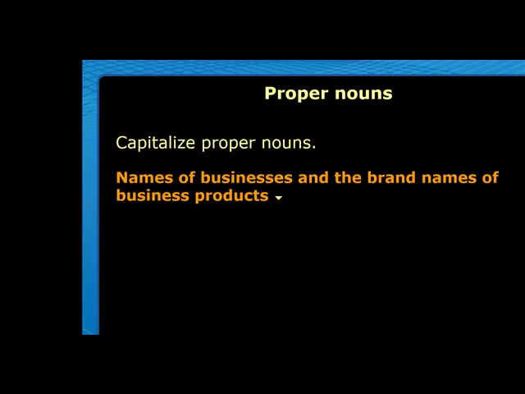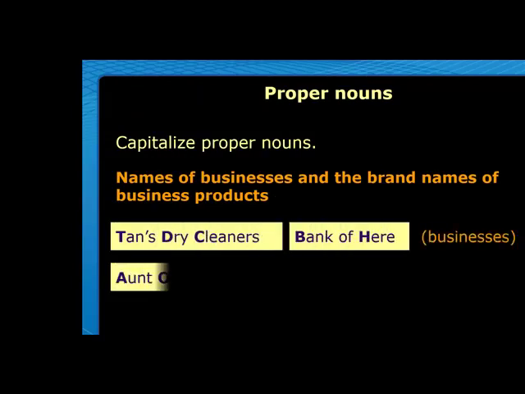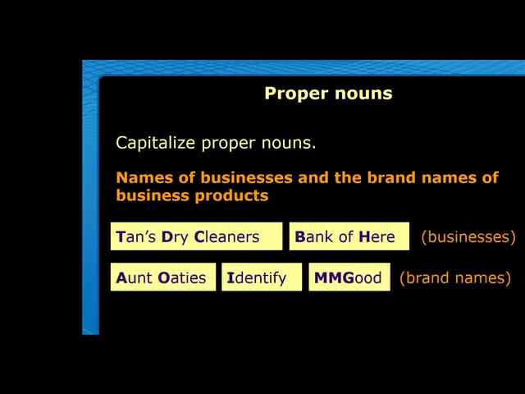Let's talk about brands and products. Capitalize, like Clean's Dry Cleaner, Bank of Hair, okay? Aunt Otis, Identify, Good, right? All of these names and brands should be capitalized. Like when we talk about Coca-Cola, Pepsi, when we talk about detergent like Tide, Persil, and Ariel, okay? When we talked about drinks, let's talk about food. When we talk about Otis and pizzas, okay?